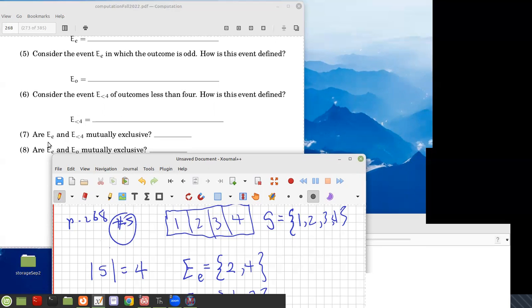Then the question is a question about the term mutually exclusive. Is the even event and the event of the number being less than 4 mutually exclusive? So why don't you take a moment and see if you can answer that question, and I'll wait a little bit, and if you can figure it out, or if you're present, raise your Zoom hand.